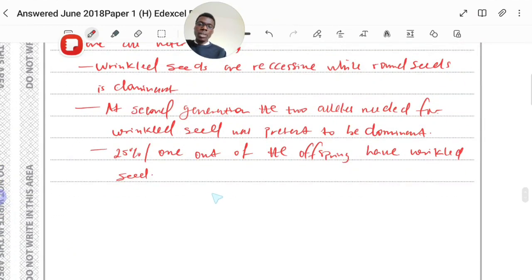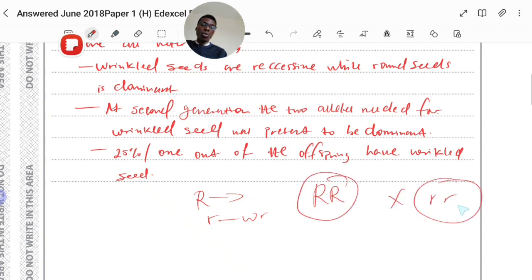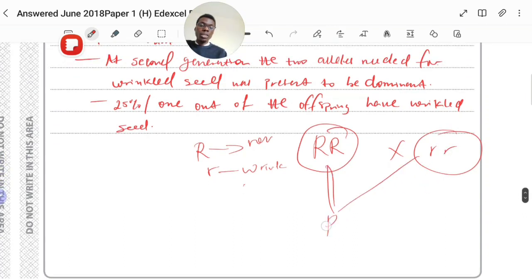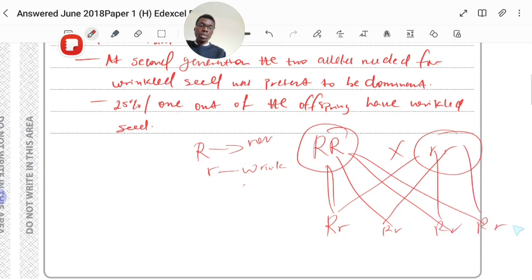First generation, all of the offspring, let's just use letter R for round, small r for being wrinkled. So first generation, this is what happened. The round plant was crossed with the wrinkled plant. So this is round, this is wrinkled. So when we cross all of this out, it's going to give us big R small r, big R small r, big R small r, big R small r. So you can achieve the same thing with a Punnett square.